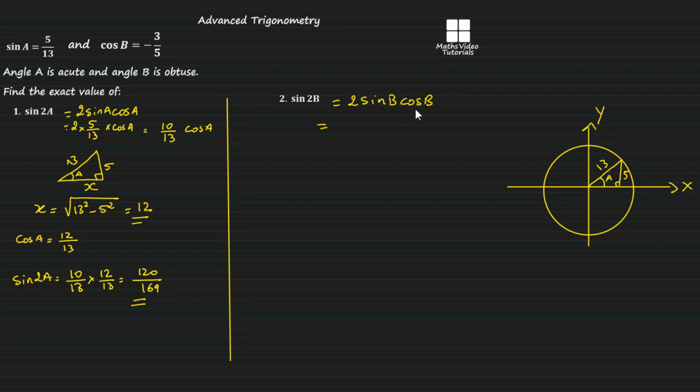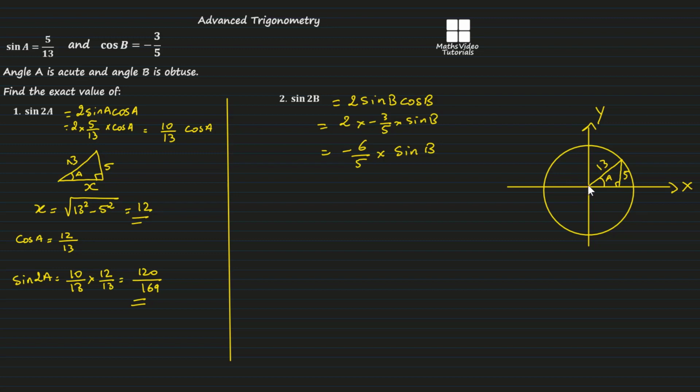So we have the value of cos B. Let's substitute it into the expression. We'll have 2 times cos B first; we can switch them around, no problem. Minus 3 over 5 times sine B. A bit of calculation: 2 times negative 3 is negative 6 over 5 times sine B. So we need to work out the value of sine B, which we expect to be positive, because we know that from the CAST diagram.